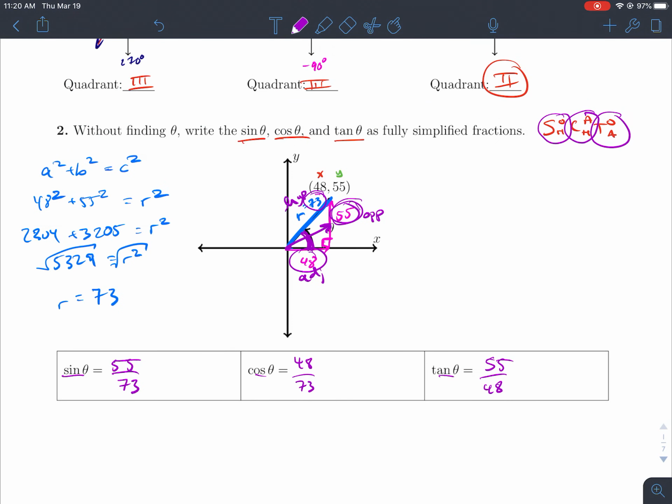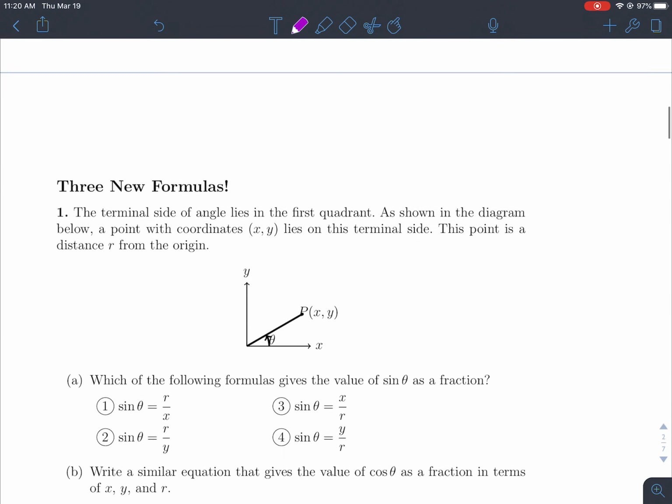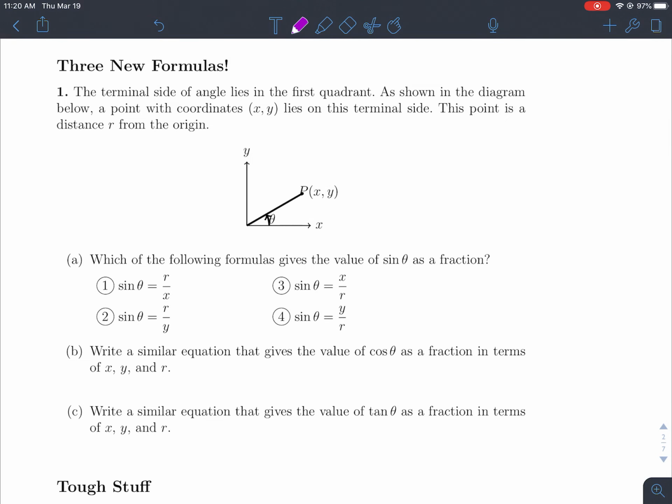So we've seen this type of thing a lot in the last lesson and this lesson so far. But the last problem in the last lesson was this key idea, which is rather than use numbers, let's start to use variables to make things much easier to work with. So we've seen that if a terminal side of an angle lies in the first quadrant, then the following diagram will apply. So as shown in the diagram below, a point with coordinates x, y lies on this terminal side. This point is a distance r from the origin. And now I think we know why we call this distance r. It's like the radius from the center out to that point.